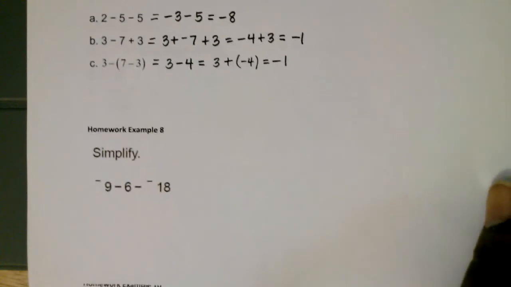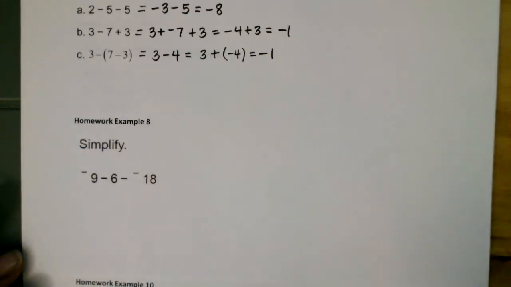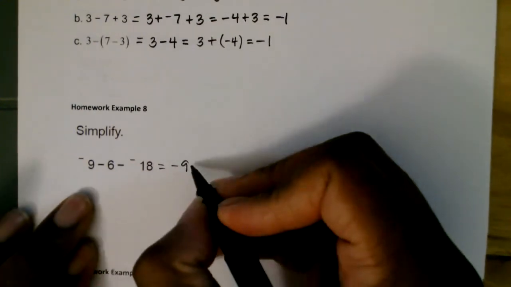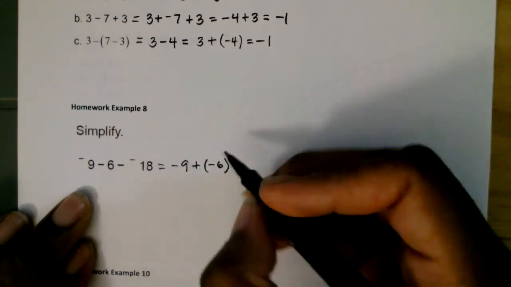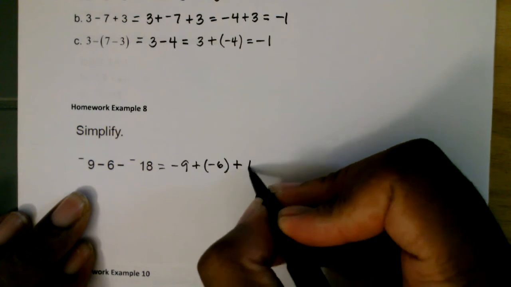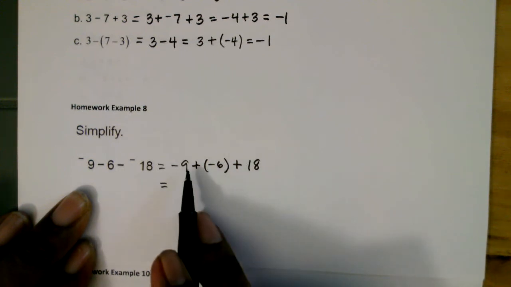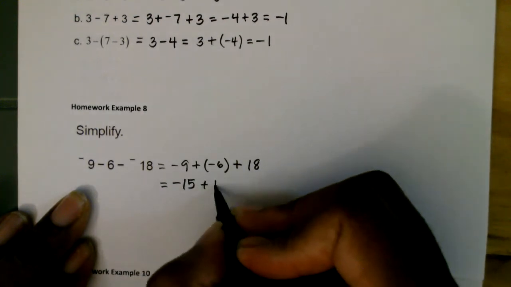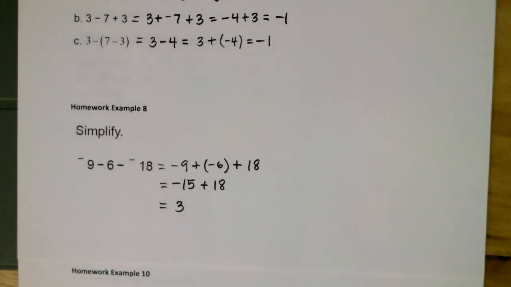Here's a homework example like that. Let's say we had negative 9 minus 6 minus a negative 18. All right, let's do this. I'm going to bring the negative 9 over. Subtracting 6 is the same as adding negative 6. Subtracting a negative 18 is the same as adding the opposite of negative 18, which is 18. And now we go from left to right. If I add negative 9 to negative 6, I will get negative 15. Negative 15 plus 18 would be 3. And that would be the final answer to that.